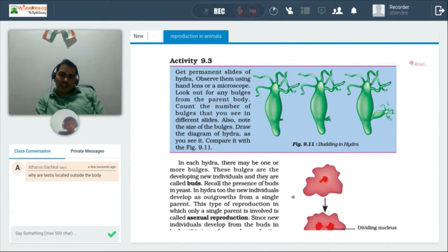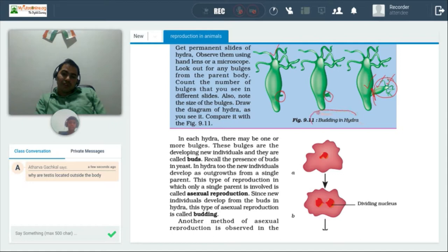As in the case of the hydra, only one parent is involved. As we observe in this diagram, in the hydra there is one bud arising, and from this bud, the hydra matures further, and a young hydra grows on the parent hydra. Once this has grown up, it gets cut off from the parent body and a new hydra is formed. See, this is the parent hydra. From this, a bud arises. This structure is known as a bud.